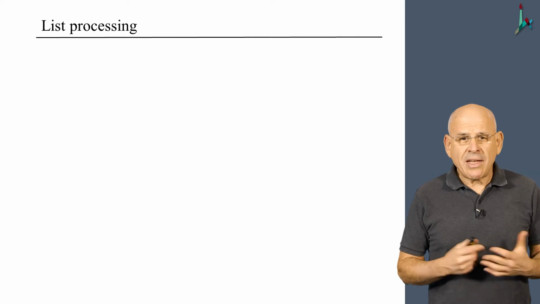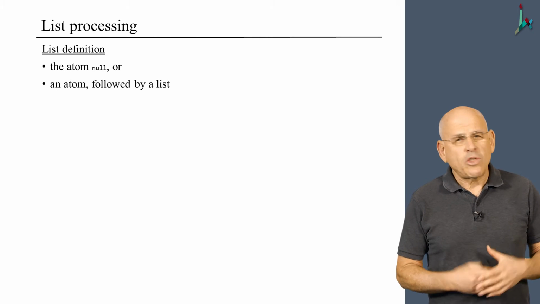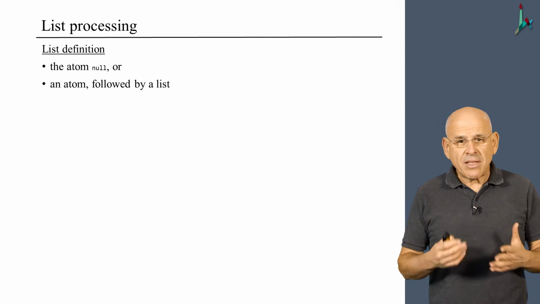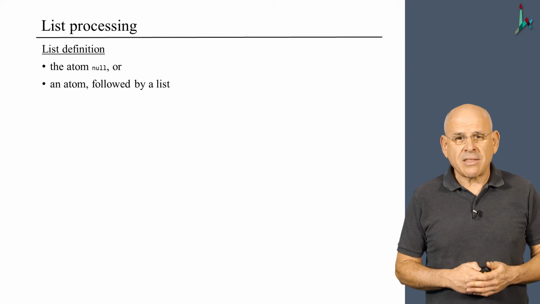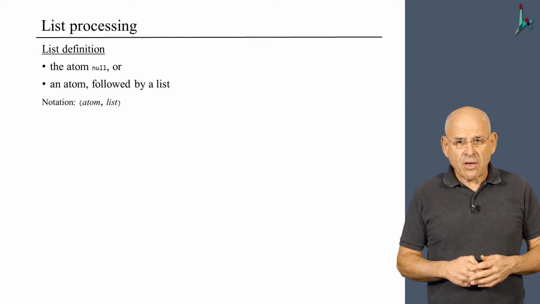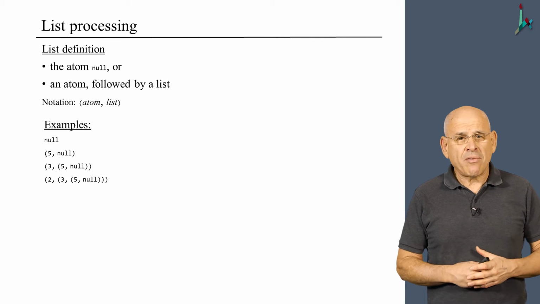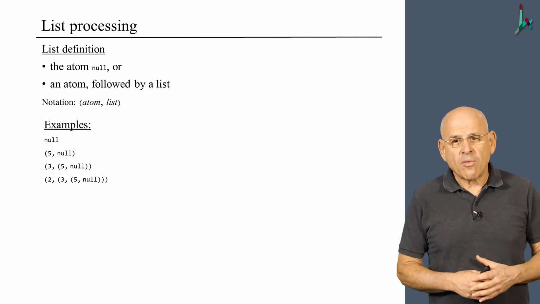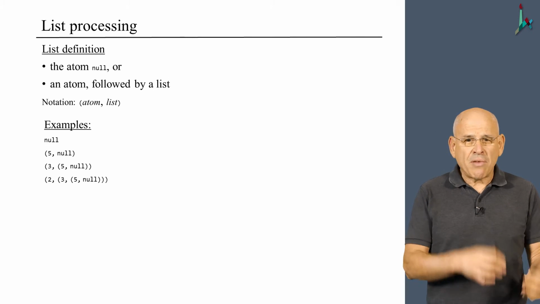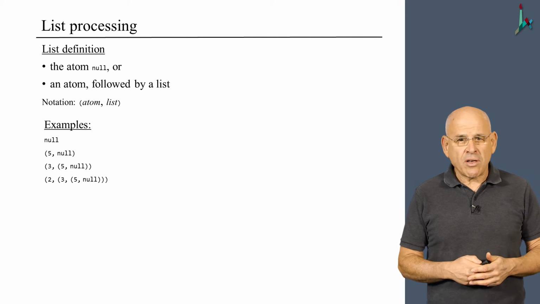So we'll spend a whole unit talking about list processing. So what is a list? A list essentially is the atom null, which can be thought of as the empty set, or it's an atom followed by a list. And we use this notation in order to represent lists. So here's an example of several lists: the empty list, and then 5 followed by the empty list, then 3 followed by 5, followed by the empty list, and so on and so forth.